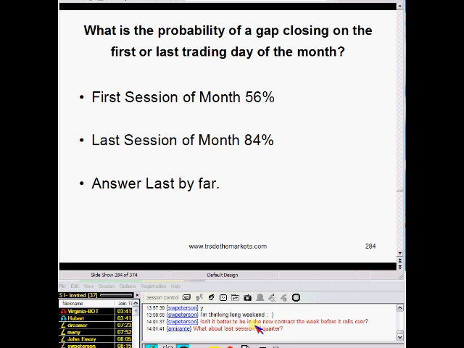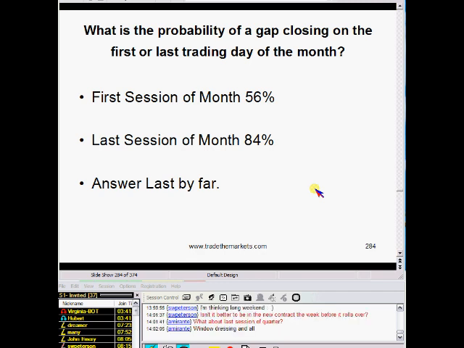Is it better to be in a new contract the week before it rolls over? What about last session of a quarter? I haven't done that one. What about the last session of the quarter? That's a new one. I'll add that.